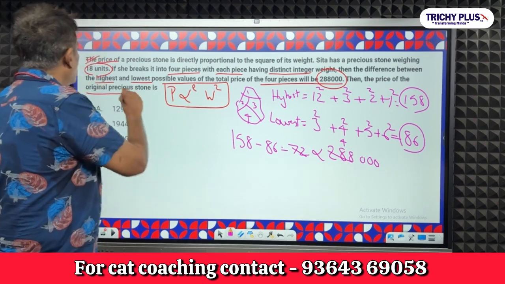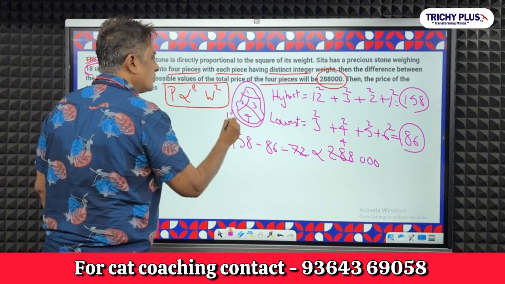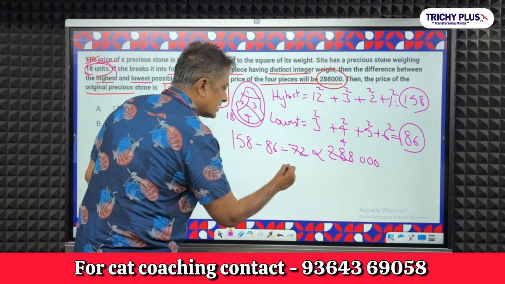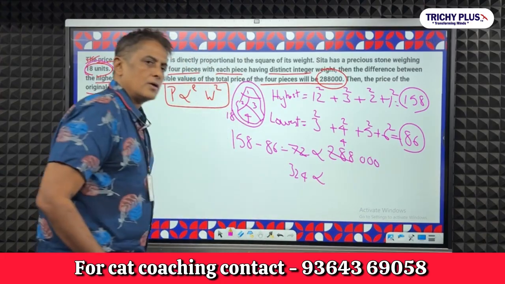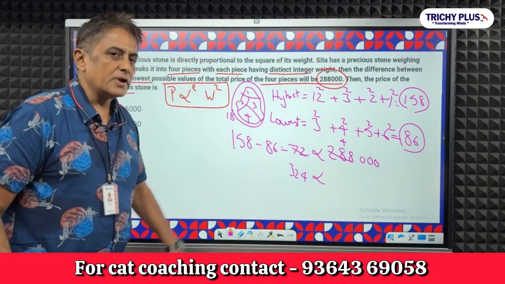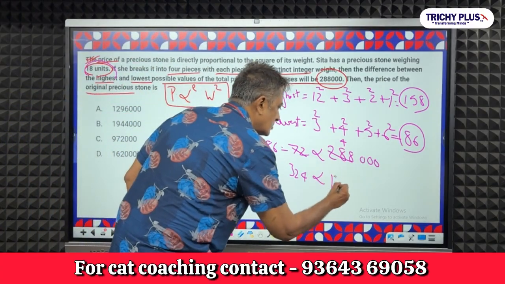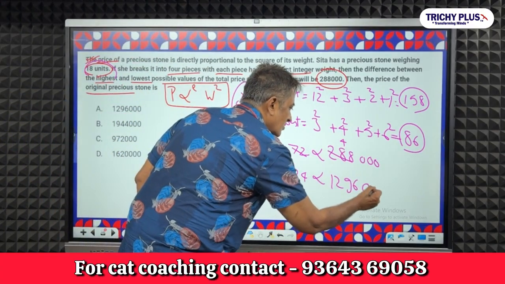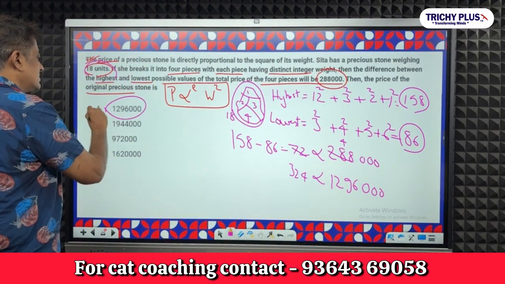Now what is the total weight of the original stone? 18 units. What is the square of 18? 324. So 324, what would be the answer? If you take 324 into 4,000, how much is it? 1296 followed by 000. Now just see where is 1296, it's over here. This is the answer.